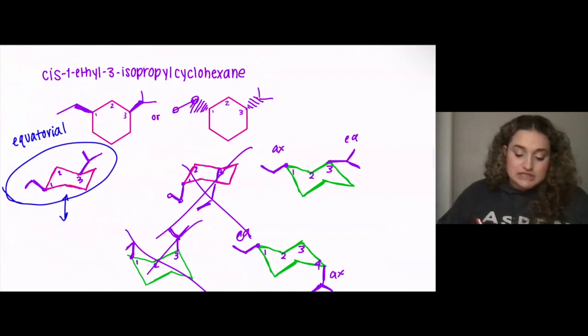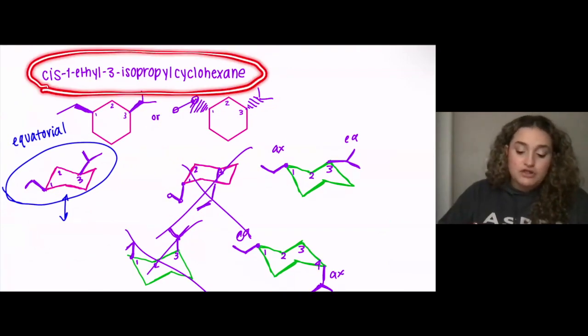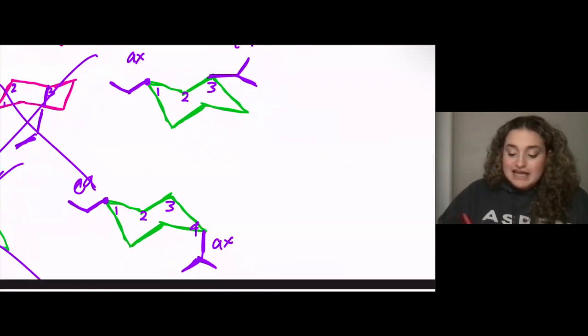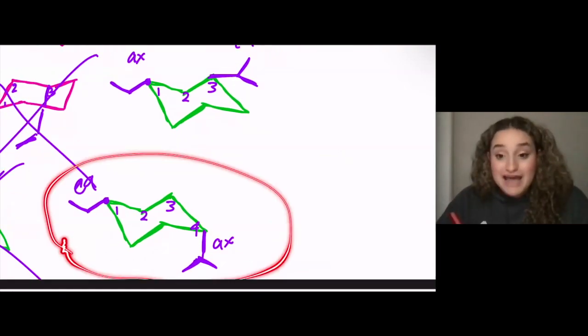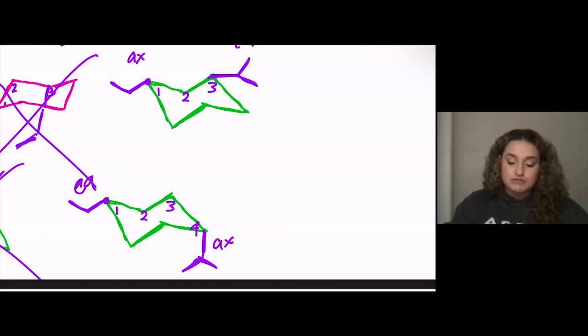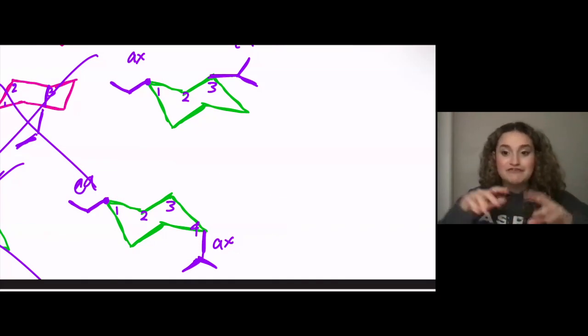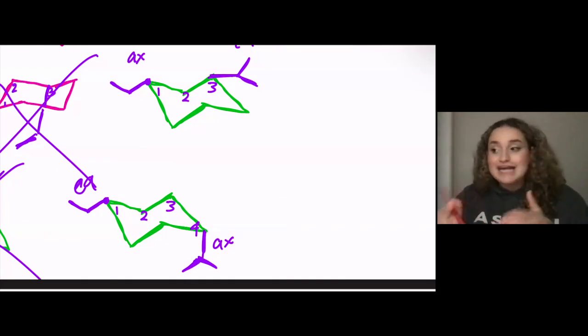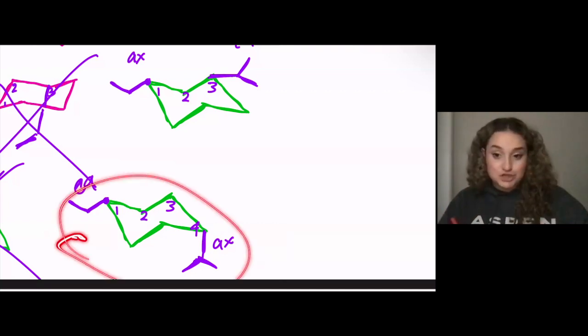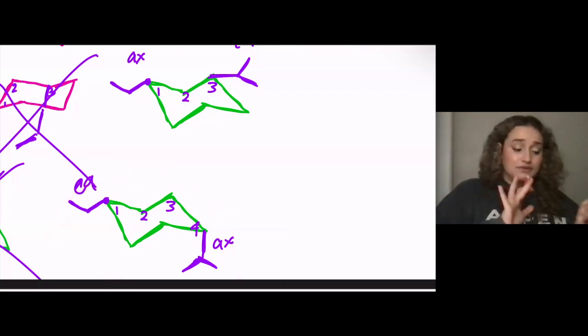Look at what the structure is. 1 ethyl, 3 isopropyl cyclohexane. This is not 1 ethyl, 3 isopropyl cyclohexane. This is 1 ethyl, 4 isopropyl cyclohexane. This is a really good tricky question because no matter if it looks the most stable, it's not the right compound. The question wasn't asking about this compound. The teacher was just trying to trick you.